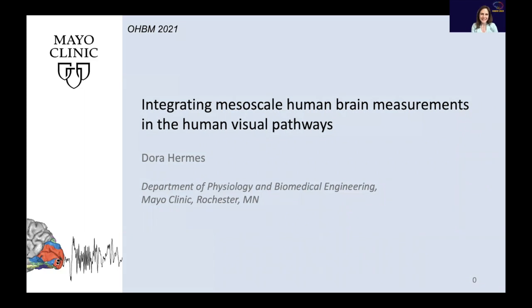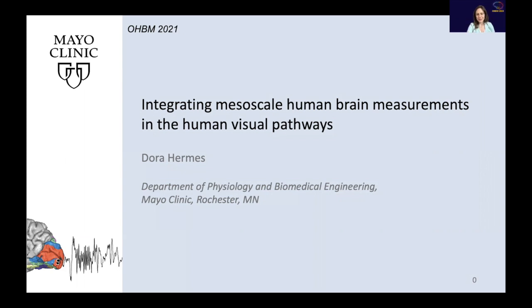I'm really excited to tell you today about integrating mesoscale human brain measurements in the human visual pathways. Because OHBM in 2008 was the first conference I ever attended, and it's an honor to give this lecture today. In 2008, I remember that I loved seeing all the different human brain measurements, and I just wanted to understand how we can integrate these different measurements to inform about both typical and atypical processing.